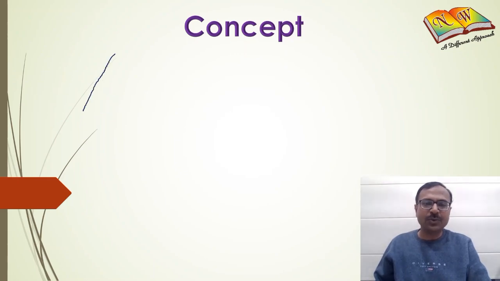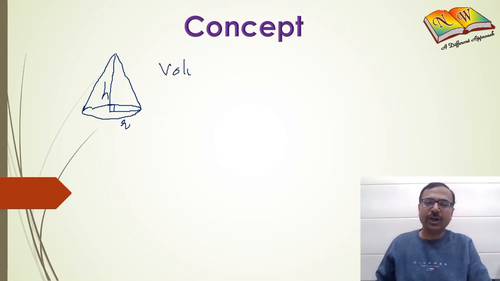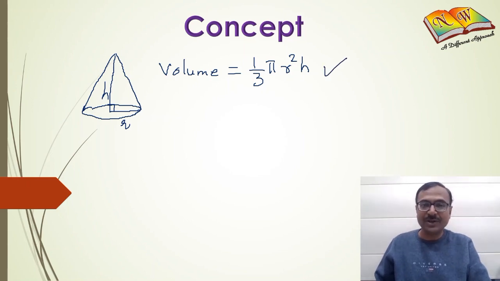Whenever you have a cone whose radius of base, that is r, is known, and its vertical height, that is h, is known, then you can find the volume of the cone, that is 1 by 3 pi r square h. But do you know that this formula has a relationship with the volume of a cylinder? And that's what we are going to use in this activity.